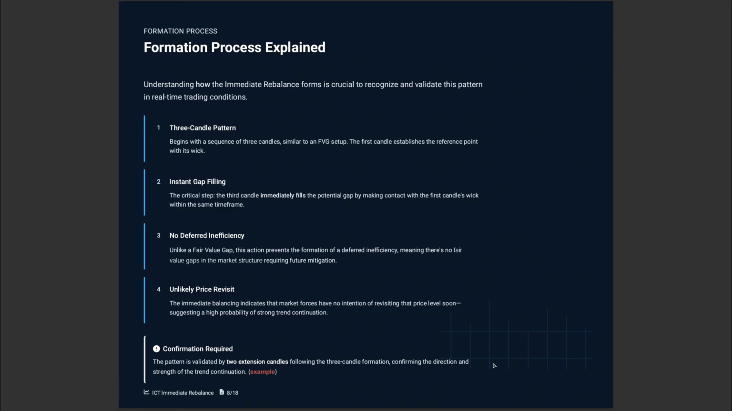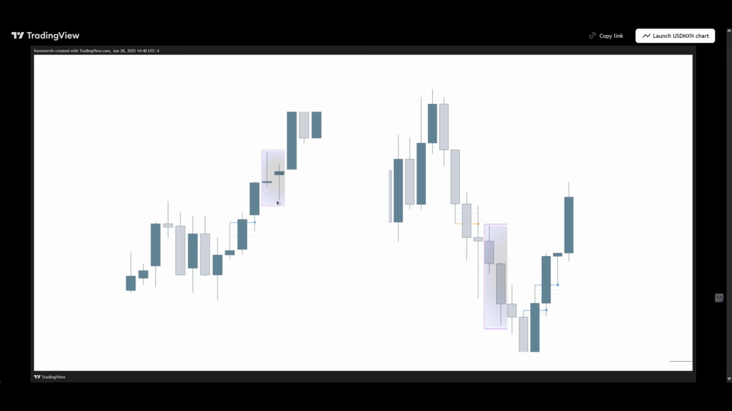So I'm going to show you an example real quick. Okay, so notice how after the immediate rebalance that we have here, we have these 2 bullish candles. That is what is known as the 2 candle extension, right, or the confirmation.